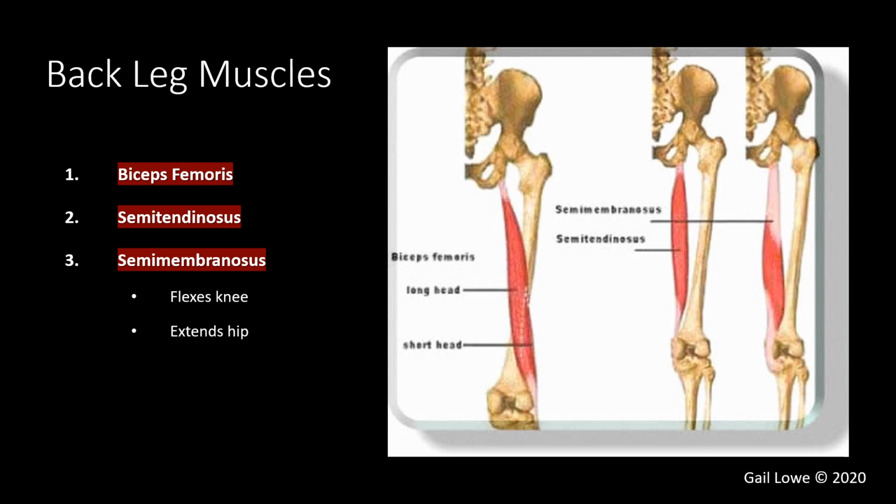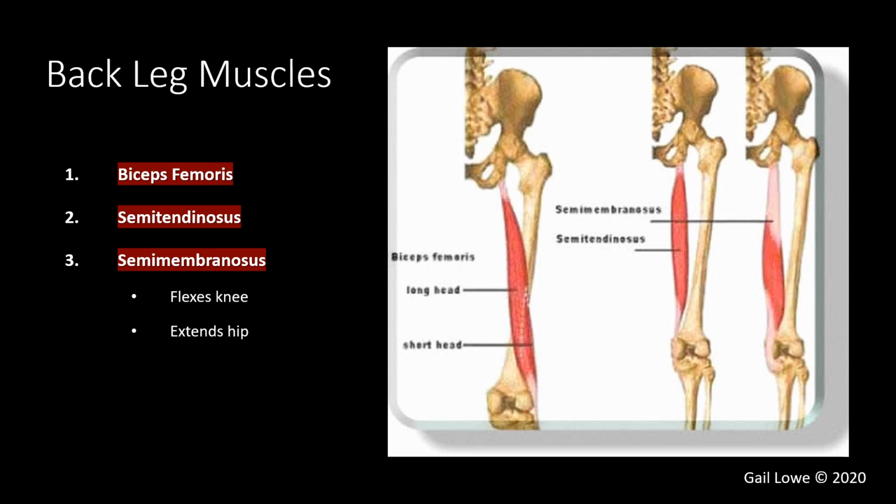These are the hamstrings. Now they're at the back of the thigh, and you have 3 hamstrings, and I want you to repeat after me. Biceps femoris, semitendinosus, semimembranosus.